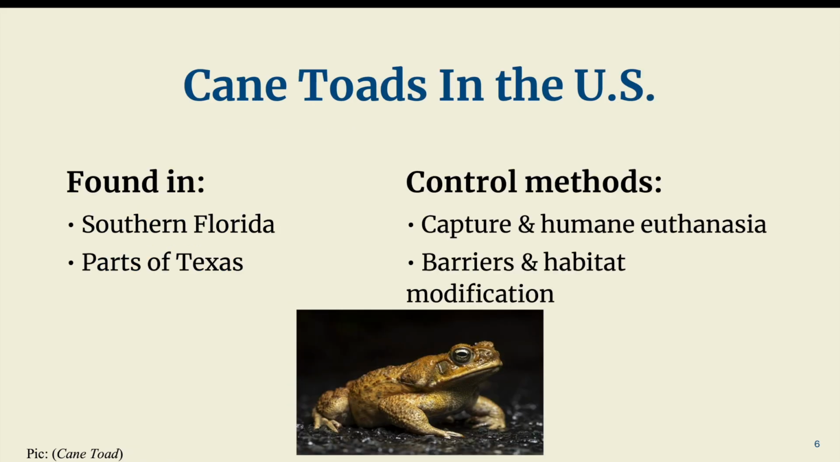In the United States, the cane toad is most commonly found in southern Florida and parts of Texas. To help control their population, two main methods are used. The first is capturing and humanely euthanizing the cane toads to reduce their numbers. The second involves setting up barriers and modifying their habitats to prevent them from further spreading. This strategy has been especially efficient in northern Texas, where scientists have also noted that the environment is less suitable for cane toads to survive.